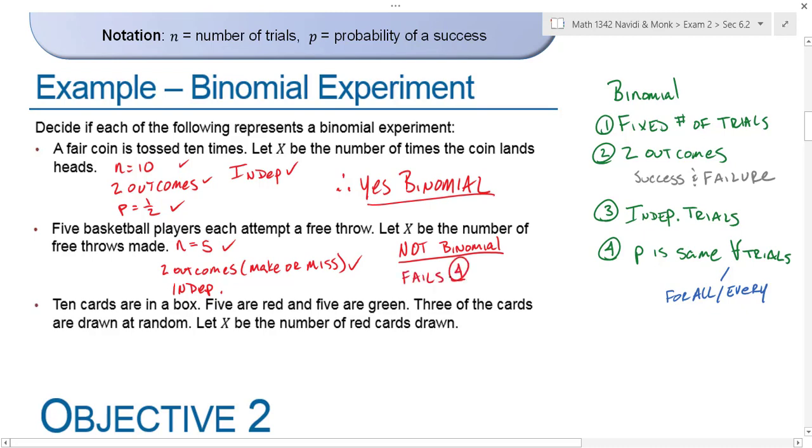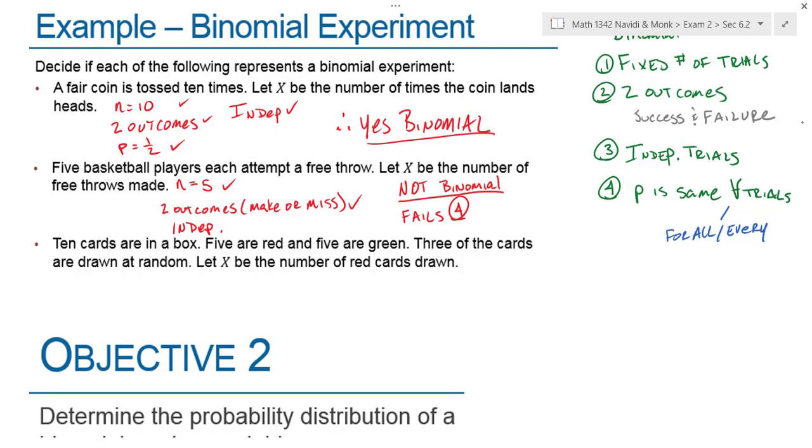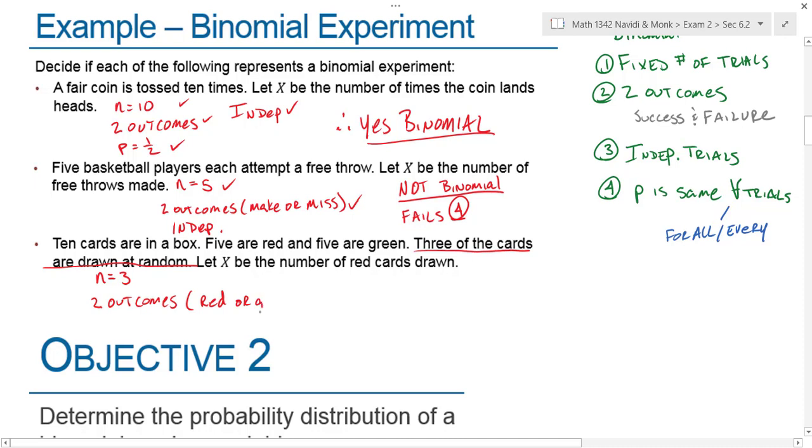It fails condition 4. 10 cards are in a box. 5 are red and 5 are green. 3 of the cards are drawn at random. Let X be the number of red cards drawn. Does this represent a binomial distribution? Do we have a fixed number of trials? N is 3. Do we have only 2 outcomes? Red and green. Do we have independent trials? No, we don't, because once I draw 1 card out of that box, it changes the probability of the next card. So this is not a binomial because it fails number 3 and 4. It fails 4 because it fails 3. I'm just going to put it fails 3.